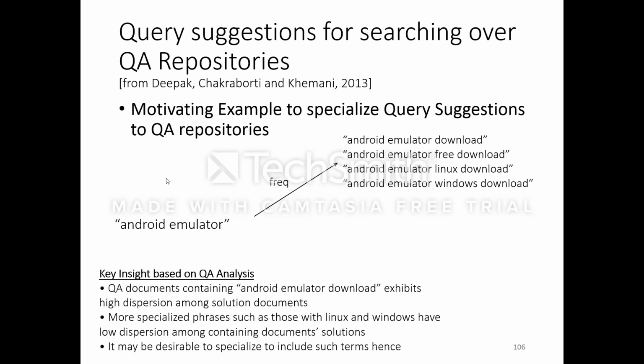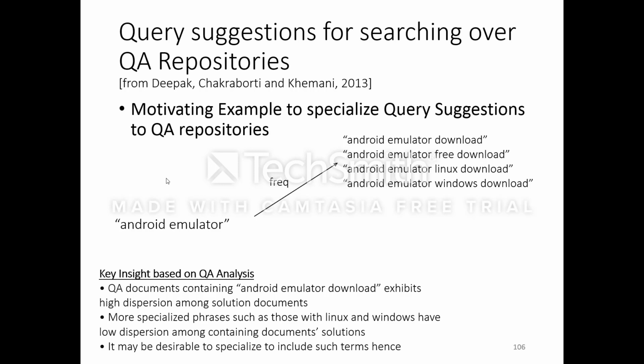Whereas if you search for "Android emulator download", you might find some solutions, but you might lead to user dissatisfaction in the sense that if you're a user searching for Windows, then you find a lot of documents related to Windows as well as Linux, and you don't want the Linux ones and so on. So this in a way does some leapfrogging in terms of being able to specialize it enough.